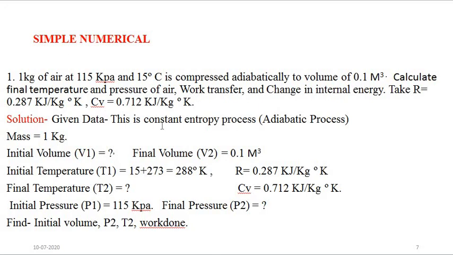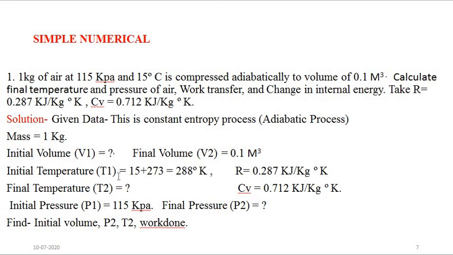While solving this problem, we always write the given data. So you have to mention which type of process this is. So this is the constant entropy process, the adiabatic process. So what is the mass given in the problem? Mass is equal to 1 kg. Now initial volume V1 we have to calculate. Final volume V2 is equal to 0.1 meter cube.